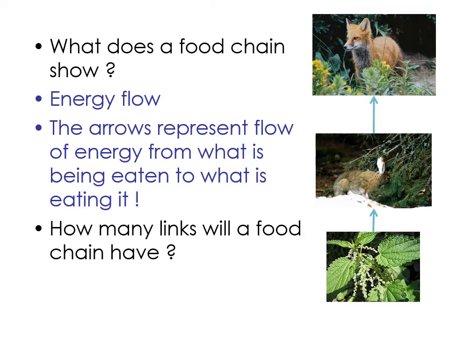How many links will a food chain have? Well, what I hope you're recalling from GCSE is that these energy transfers between living organisms are not very efficient. So the energy that is successfully transferred within the biomass of one species to the next when it is eaten is very low. And so we get quite a large amount of energy loss at each trophic level, so at each feeding level.